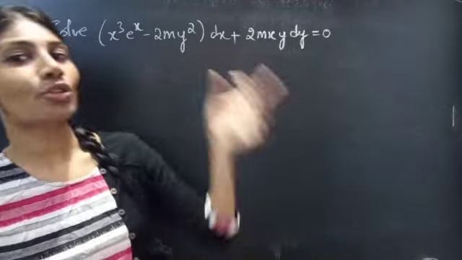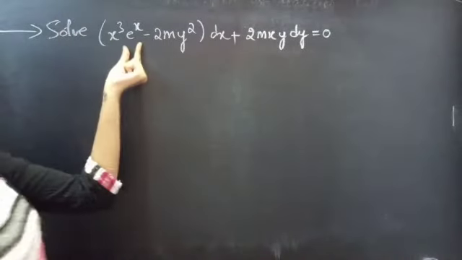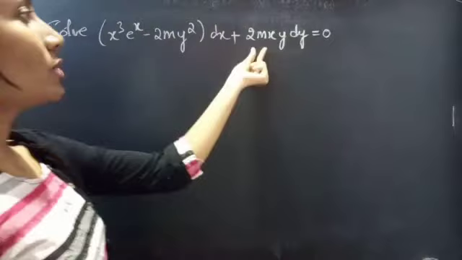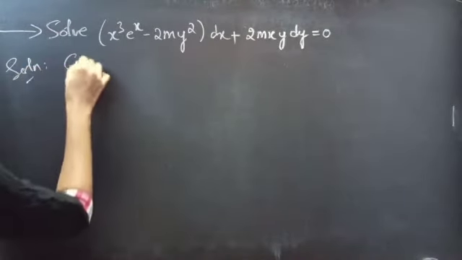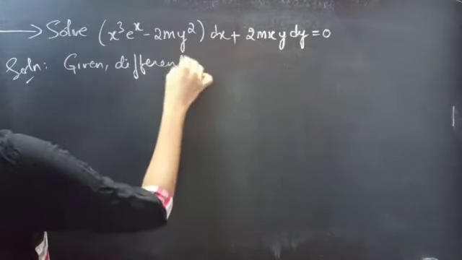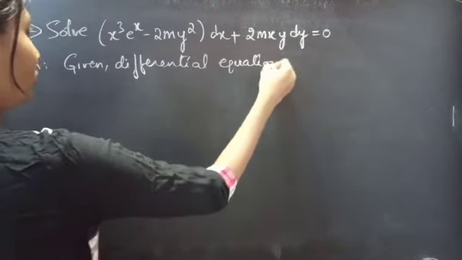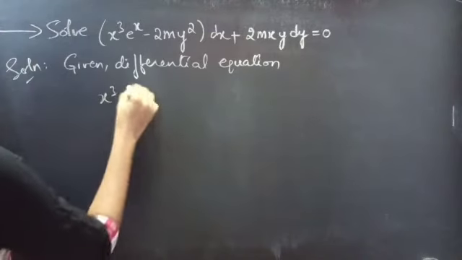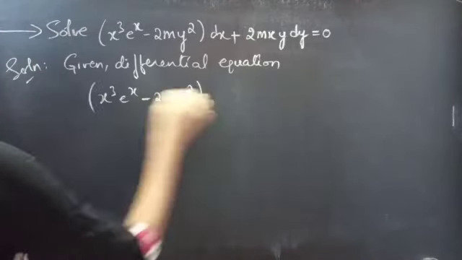In this video, we are going to solve the given differential equation. So let's get going. Problem: solve (x^3 e^x - 2my^2) dx + 2mxy dy = 0. Solution: given differential equation (x^3 e^x - 2my^2) dx + 2mxy dy = 0.